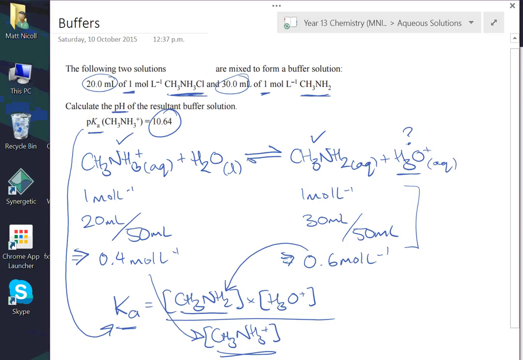Okay, so what are the key things I could do to just quickly check that I haven't made a silly mistake? Well, the first thing to notice is that pKa was 10.64, and the concentration and volumes of the acid and the conjugate base were very, very similar. The difference between 0.4 moles per litre and 0.6 moles per litre is not huge, not really. So we'd expect the pH to be very, very close to the pKa.